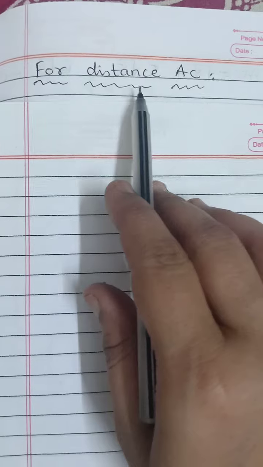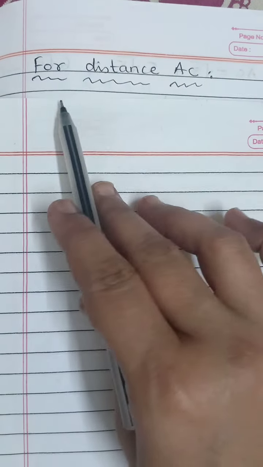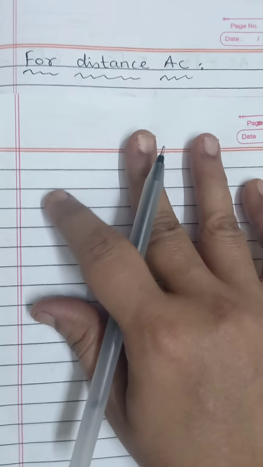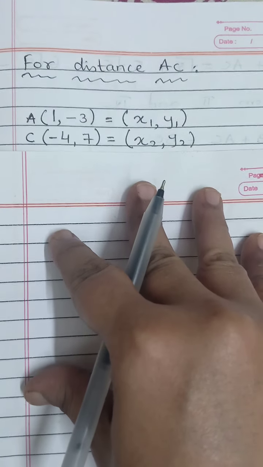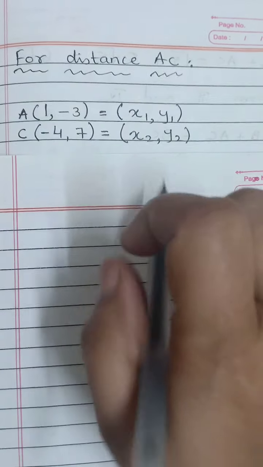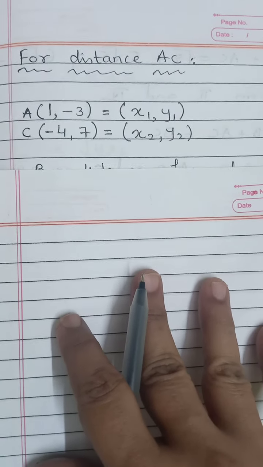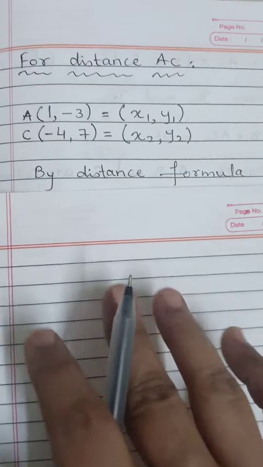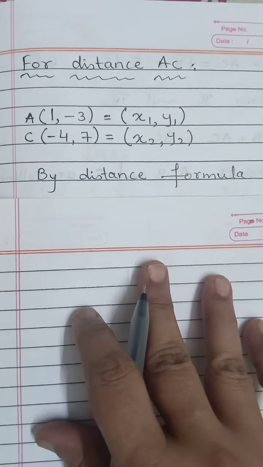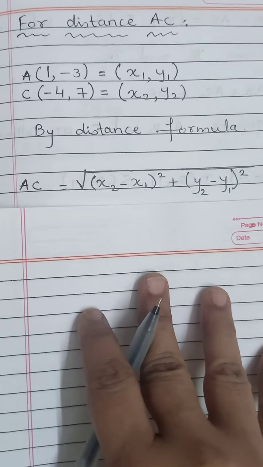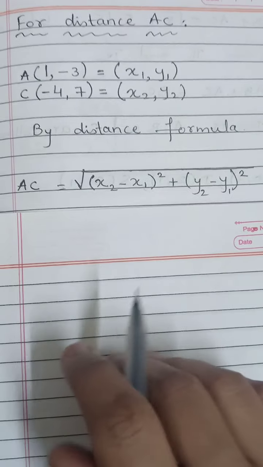Same way we will find the distance AC. So we have taken for distance AC. Now we will take the point A and C. So we have taken point A and point C. Same way, first point is x1 y1, second point is x2 y2. Then we know that we have to apply the distance formula. Points are A and C, so distance will be AC. Then we have taken the formula. Now after writing the formula, we have to apply the values.